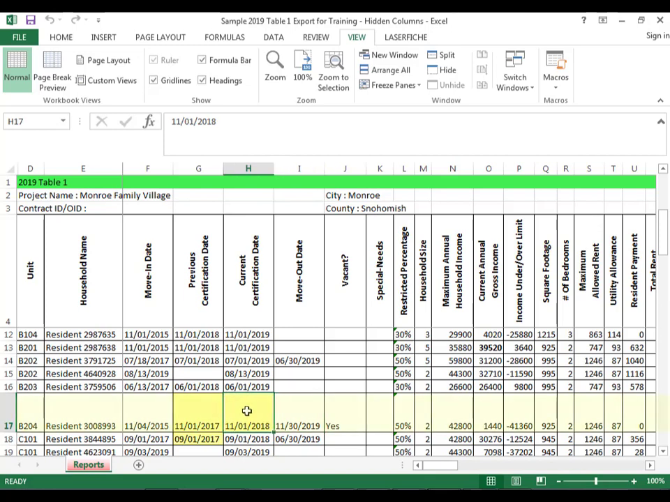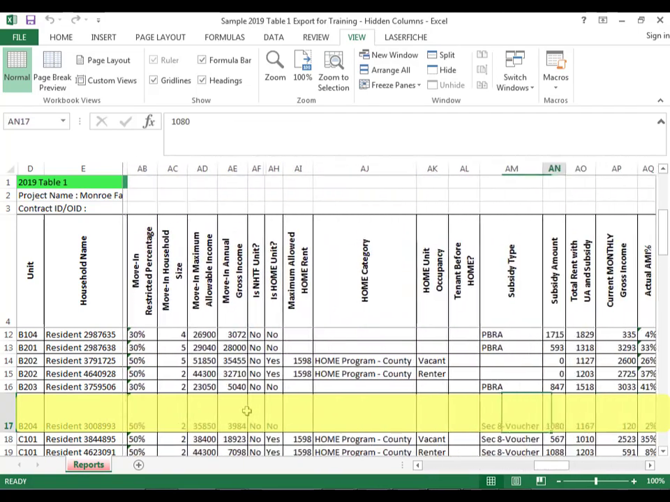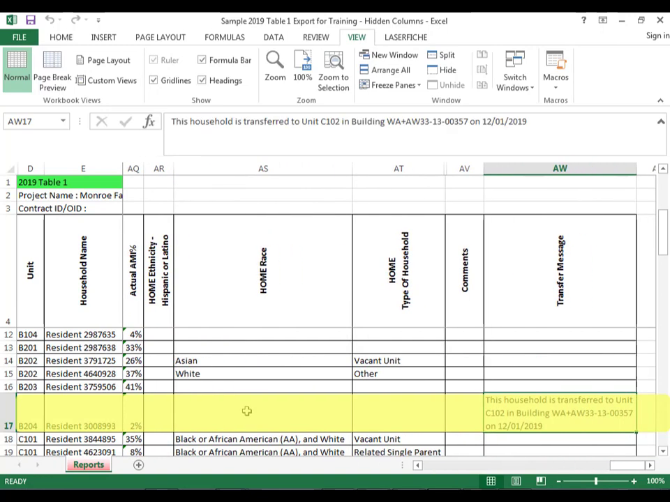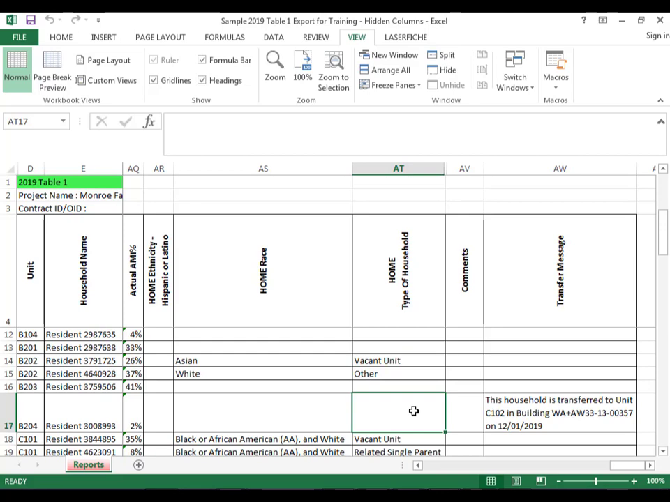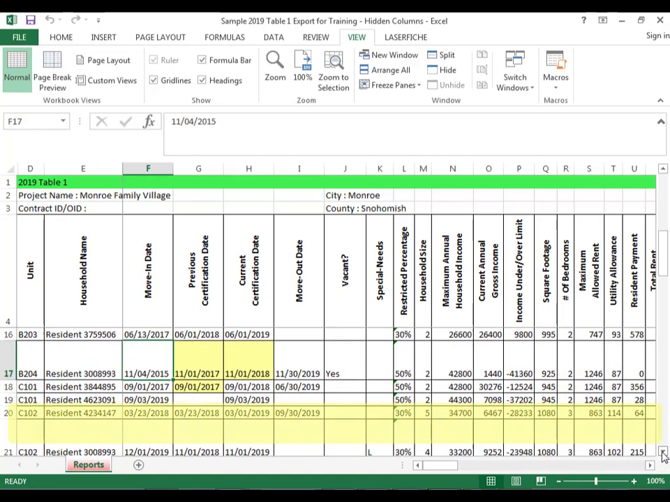However, in actuality, if I really dig into this unit and I keep scrolling to the right, I can see that this household didn't actually move out. What they did is they transferred to another unit. They transferred to unit C102. So I'm going to go back and I'm going to look at unit C102.